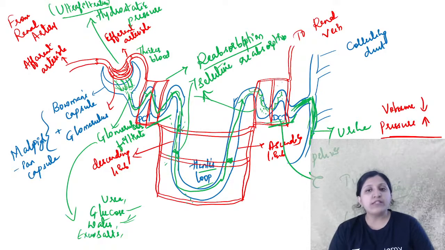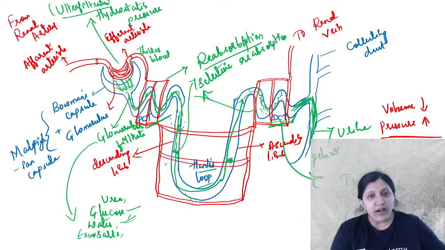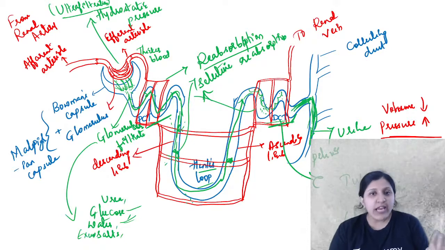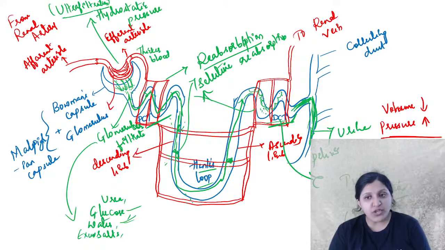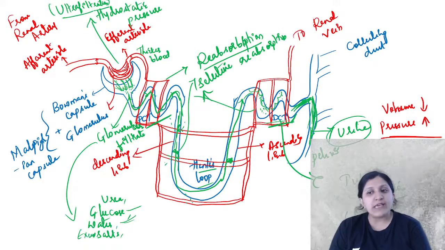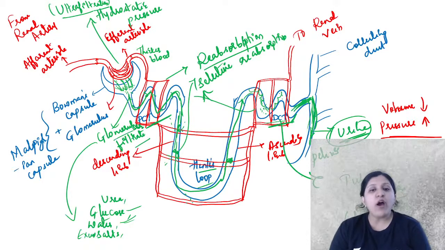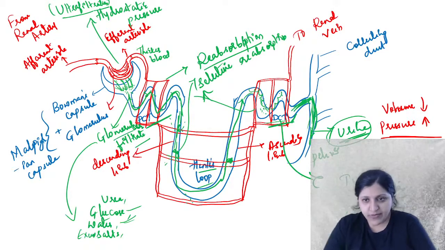So first ultrafiltration has to occur, so we get the glomerular filtrate, then reabsorption has to occur, and then the tubular secretion has to occur. Only after that do we call it urine, not until then. Until then we call it glomerular filtrate itself. Is this clear?